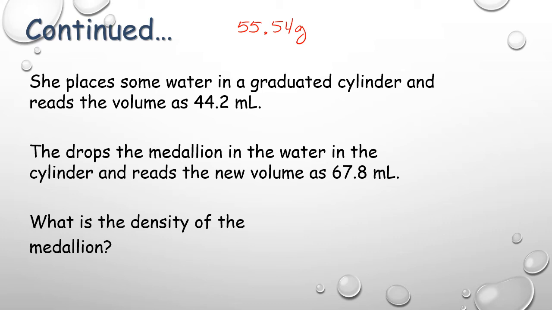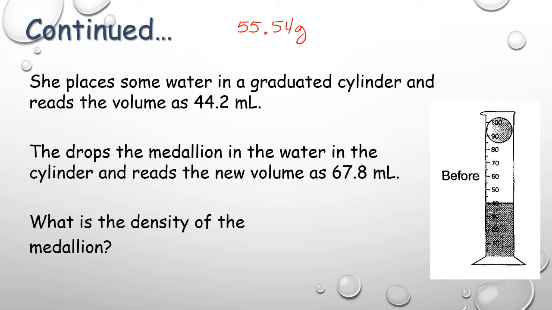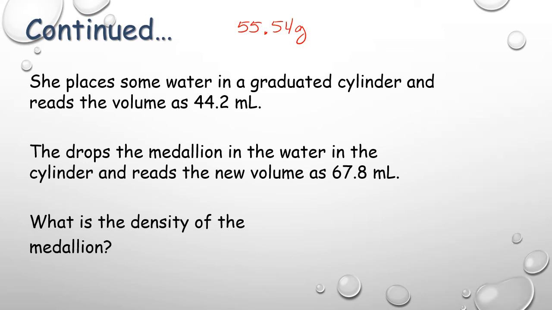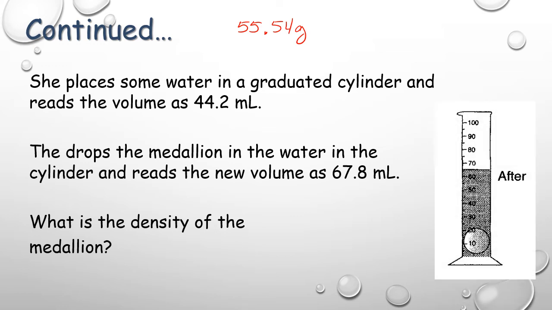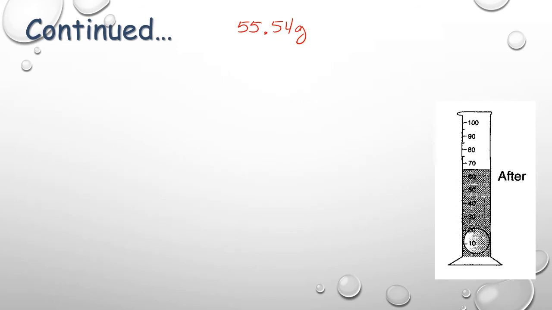So she put some water in a graduated cylinder, and she reads the volume as 44.2 milliliters. I know this graduated cylinder doesn't exactly show the correct volume, but it was the best picture I could find, so bear with me. The point is, when you drop a medallion or anything in water, and it's more dense than the water and sinks, any guesses? Well, if you said the water level will rise, you are absolutely right. So the water level is 67.8 milliliters.